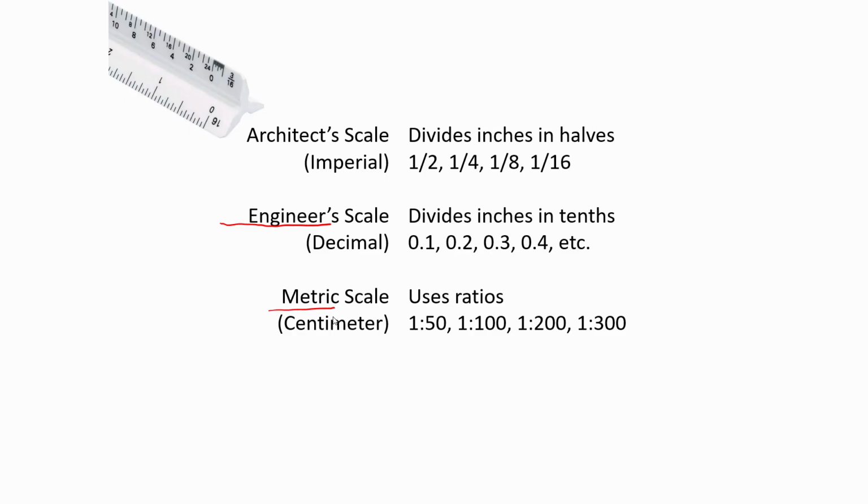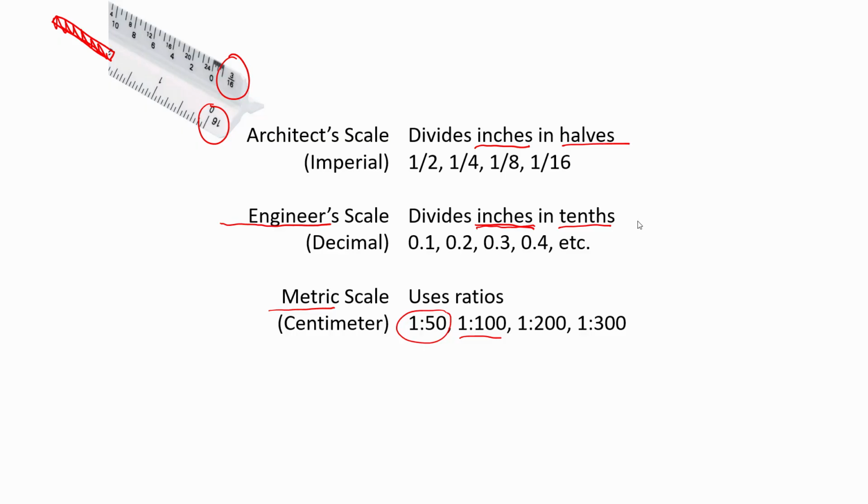The metric scale is a little bit easier to see because the numbers that it has printed on the sides of the scale will have a colon in them. The engineer's scale is also using inches, but the subdivisions of the inches are a little bit different. They divide those inches into 10 equal parts. And so in the center of the scale, it will have the word written on it, and it'll say either architect or engineer.